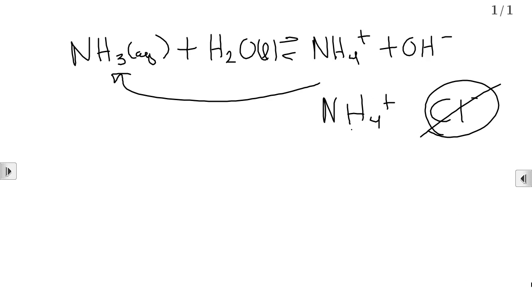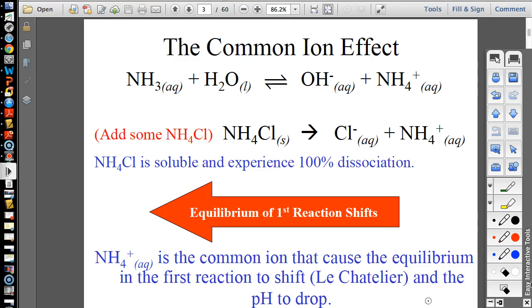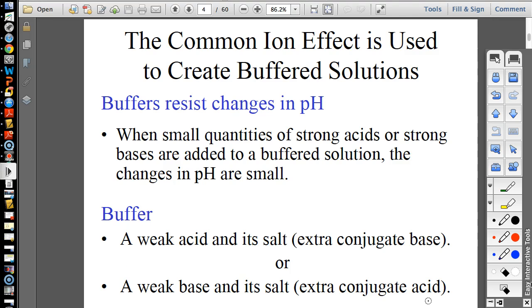So now I'm going to remove hydroxide from the solution. So my pH is going to be less basic. My pH is going to come down closer to neutral. Okay? Alright, so anyway, the NH4 is a common ion. It's going to shift the equilibrium back to the left. pH is going to drop.